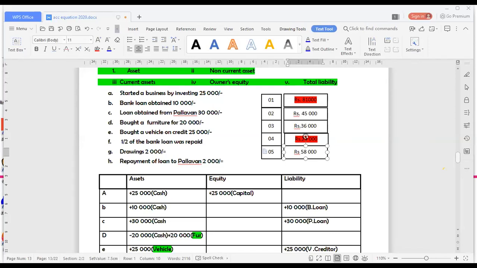Some people immediately posted the answer 58. Very good. I appreciate you. Keep it up. Keep doing. Very good. Good job. Very good, my dear. Right.